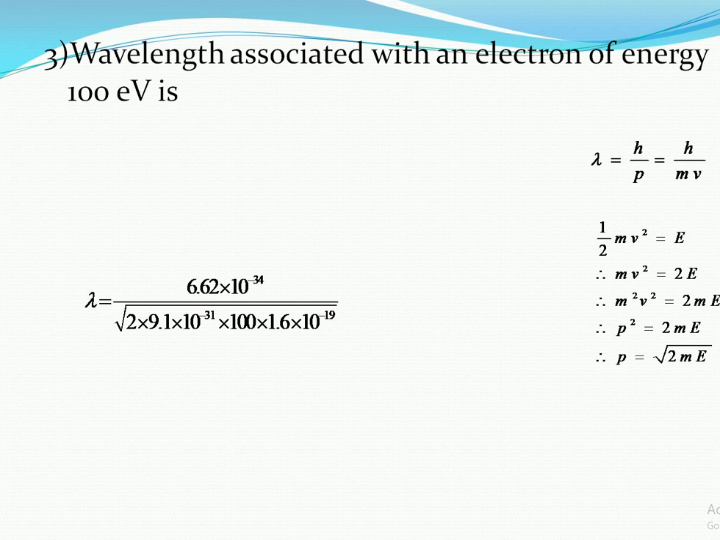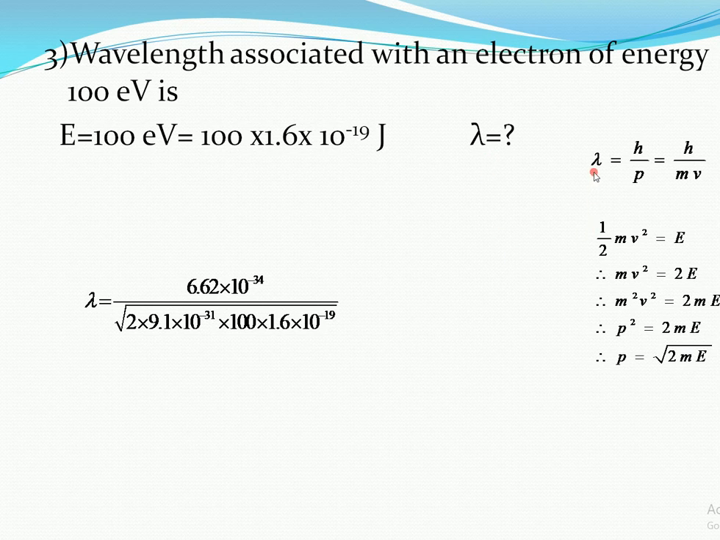Next numerical. Wavelength associated with an electron of energy 100 electron volt is. In this numerical, energy is given, that is 100 electron volt. First you have to convert this energy into joule by multiplying it by 1.6 into 10 raised to minus 19. So the energy is 100 into 1.6 into 10 raised to minus 19. We get energy in joule, and we have to calculate wavelength.